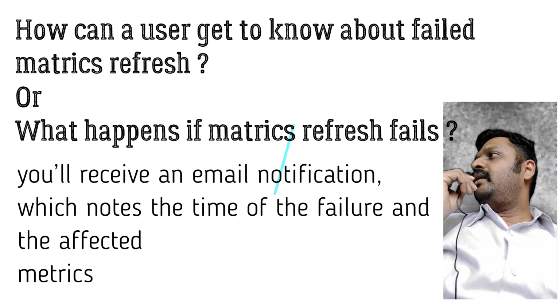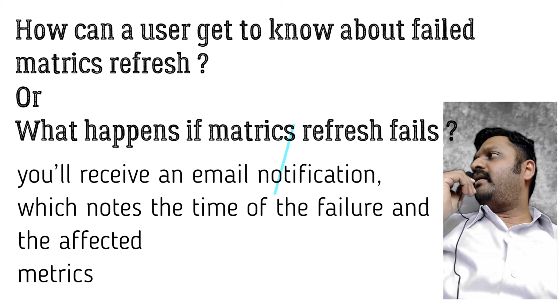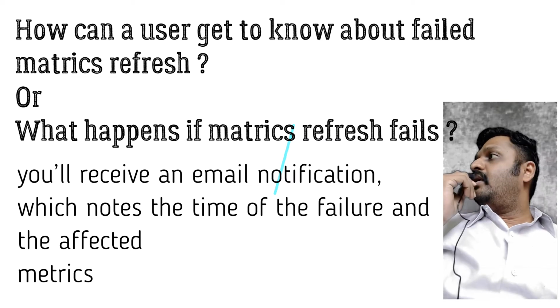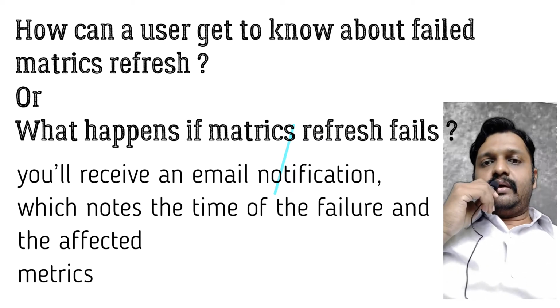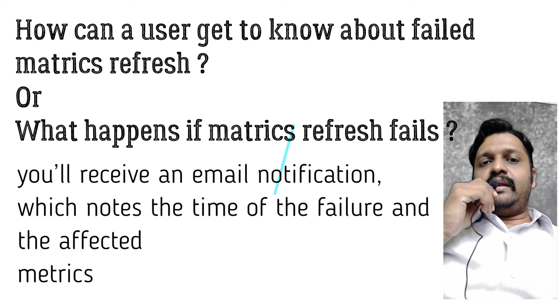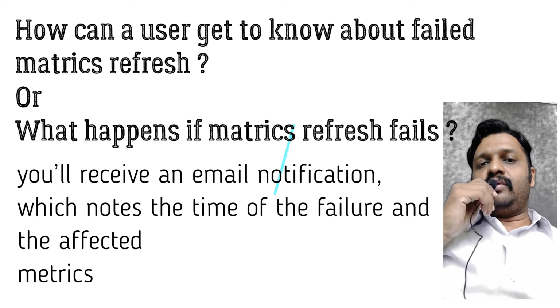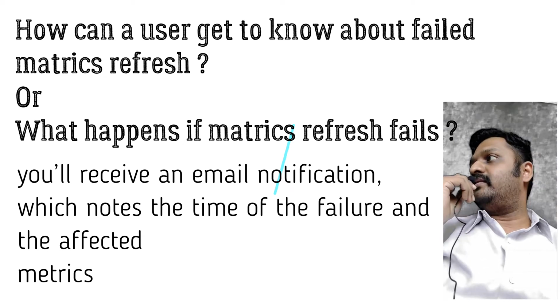Next question. How can a user get to know about a failed metric refresh, or what happens if a metric refresh fails? You will receive an email notification which gives you information about the time of the failure and the affected sheets or affected metrics.